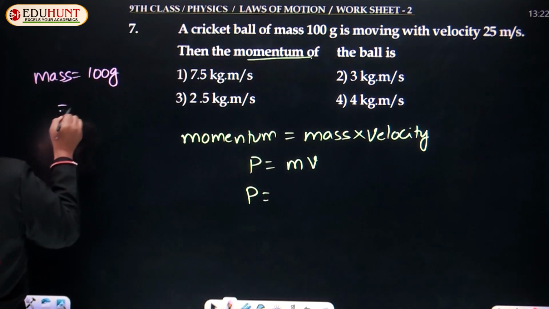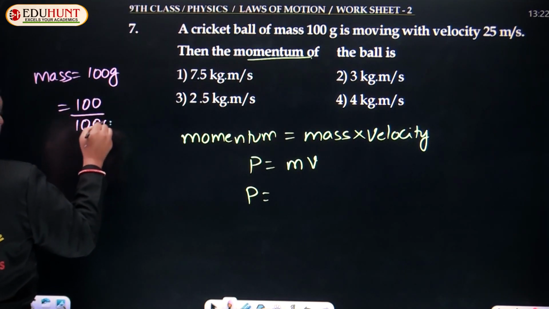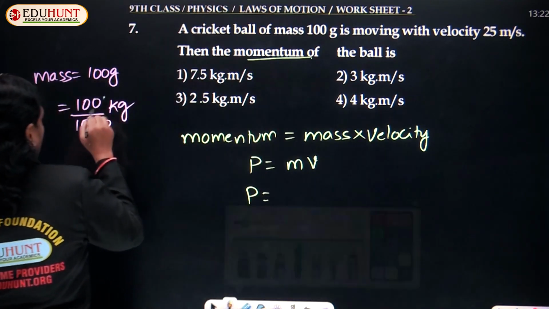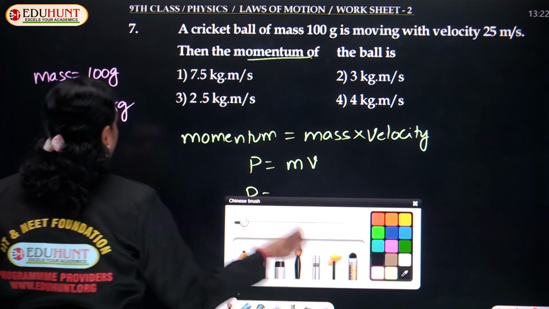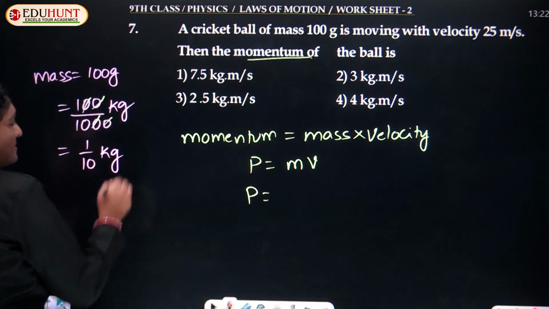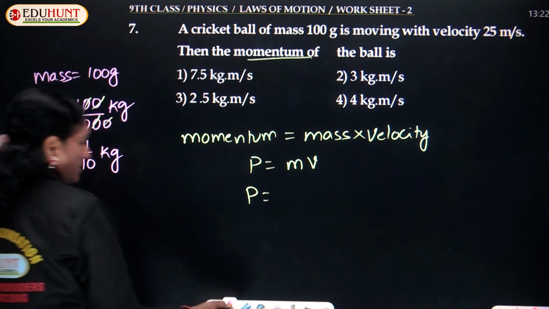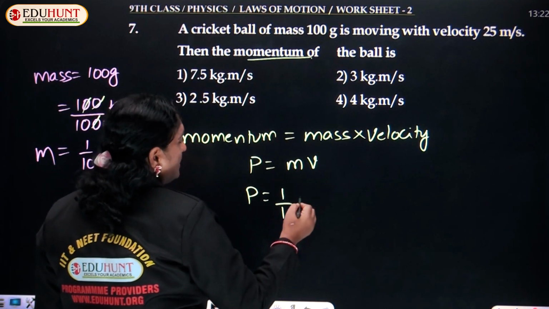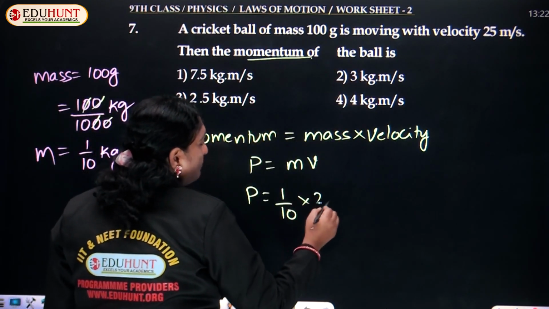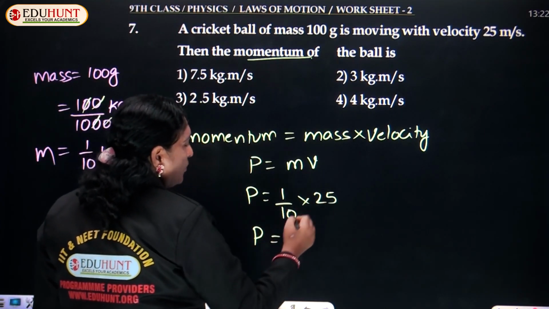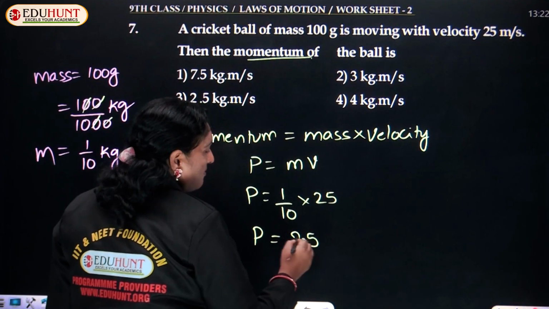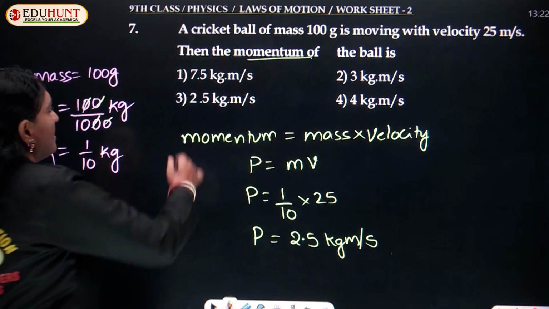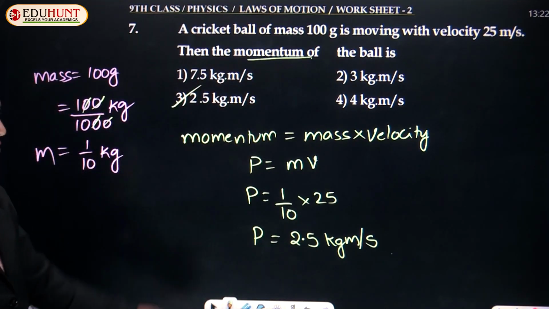The value of mass is given as 100 grams. So we have to convert into kgs by dividing this with 1000. Then the gram will become kg. So further simplification gives 0, 0 and 0, 0 gets cancelled. So you are left with 1 by 10 kg. So mass is given as 1 by 10 kg. So substituting those values, instead of mass we replace with 1 by 10 kg and velocity is replaced with 25 meter per second. So solving this, we have 25 upon 10 is 2.5 and units of momentum is kg meter per second. 2.5 kg meter per second goes with the third option. Okay, children.